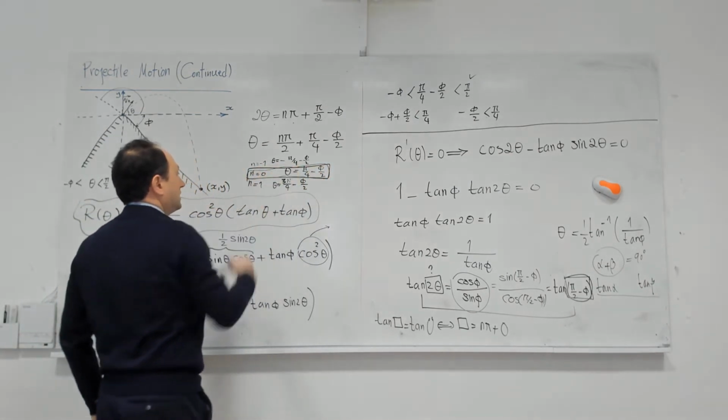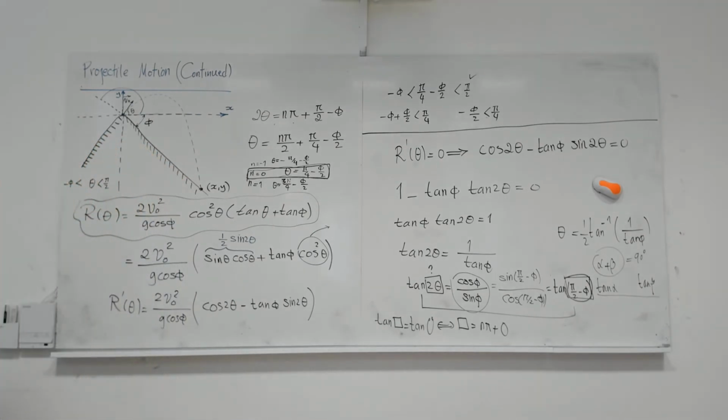You can also check the negative ones. So this means that this is the only candidate in that range, but you have to convince yourself that this is really a maximum, not a minimum or something like that. How do you do that?